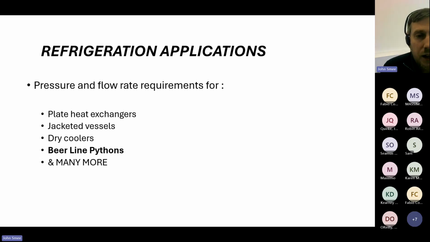Same with jacketed vessels. The faster or the more volume of coolant that you can pump through the system, the faster your cooling process is going to be, or the more effective your cooling process is going to be. I have beer line pythons highlighted there in bold because I've just happened to have done a lot of work on that, and I'm going to share some of the results of what I've done with you, and we can actually see how this works in the real world and getting actual data back from making some of these changes.